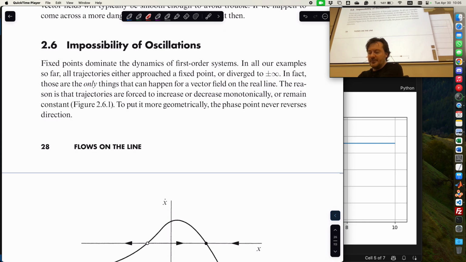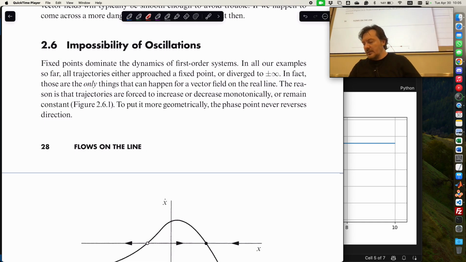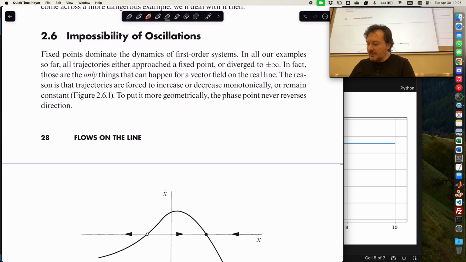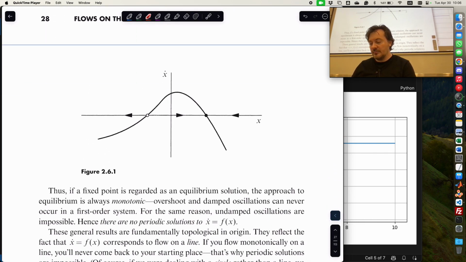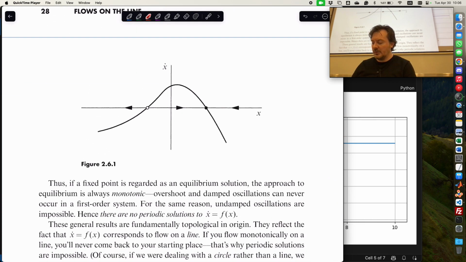Impossibility of oscillations. Fixed points dominate the dynamics of first order systems. As you can see, we have looked at linear and nonlinear systems, both of them, right? And we have seen that, in fact, in all our examples so far, all trajectories either approach the fixed point or diverge to plus or minus infinity. In fact, those are the only things that can happen on the real line, right? Do you agree with this?